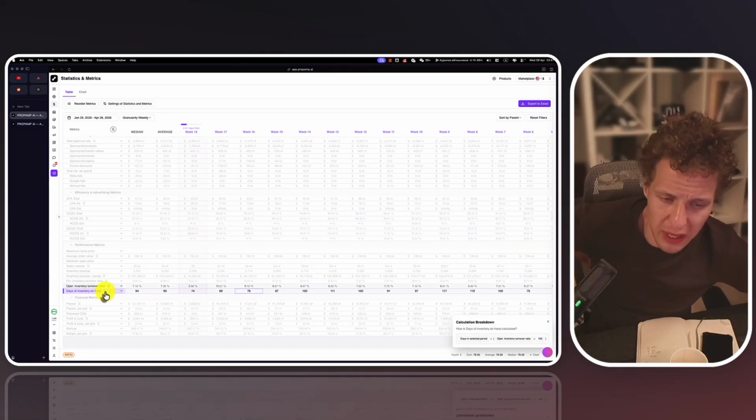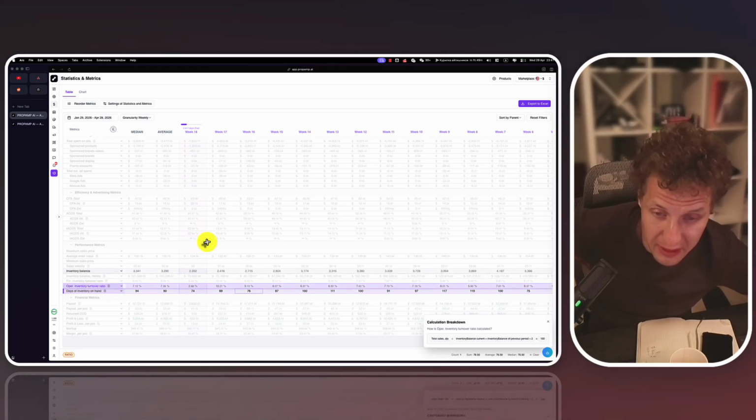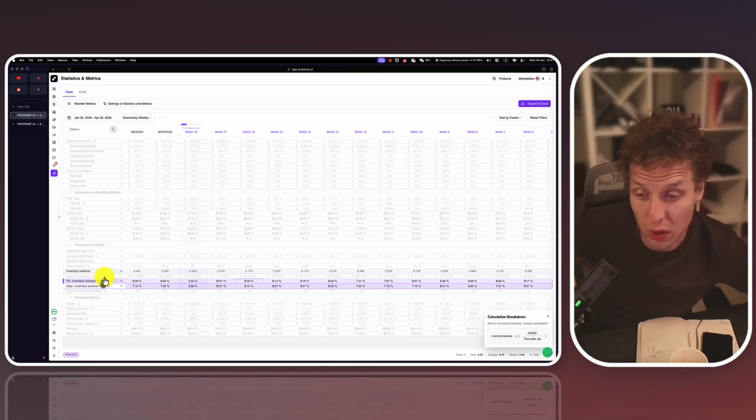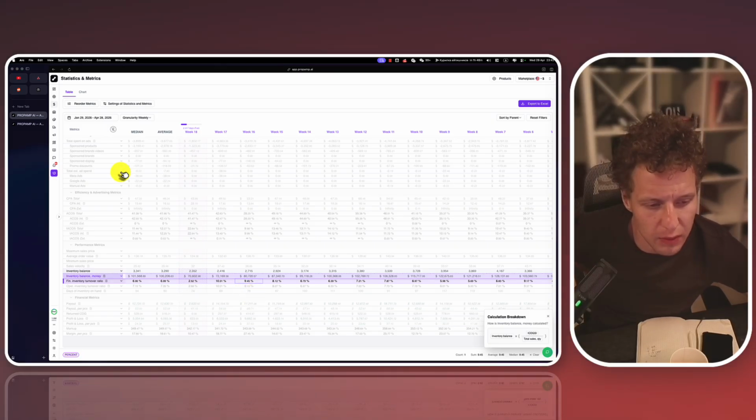If you have doubts about how any metric was calculated, you see that we have a little calculator here, and it highlights what metrics were taken in order to calculate the metric that you're checking. Makes sense? Makes sense. Thank you.